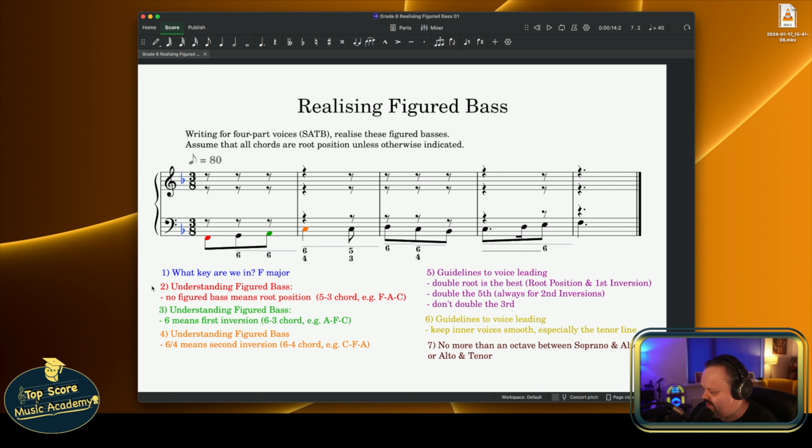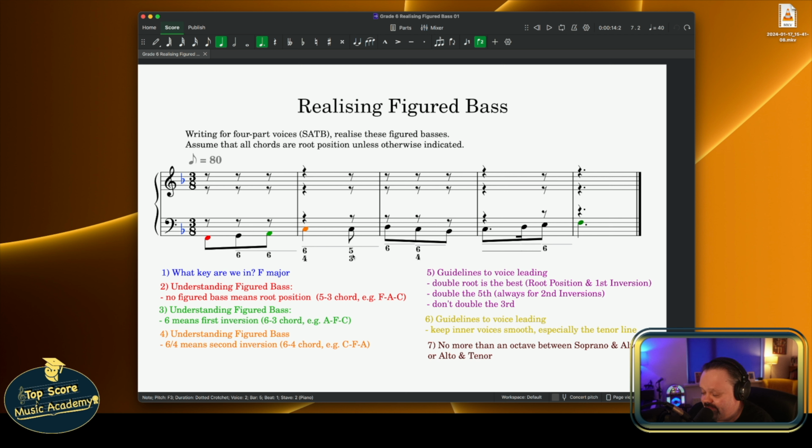Then the second thing you need to look out for are your root position chords. Anywhere you don't see a figured bass indication, anywhere you don't see 5-3, indicates a root position chord, I suppose. So that F would be a root position chord. This B flat would be a root position chord. The C would be a root position chord, and the very last F will also be a root position chord.